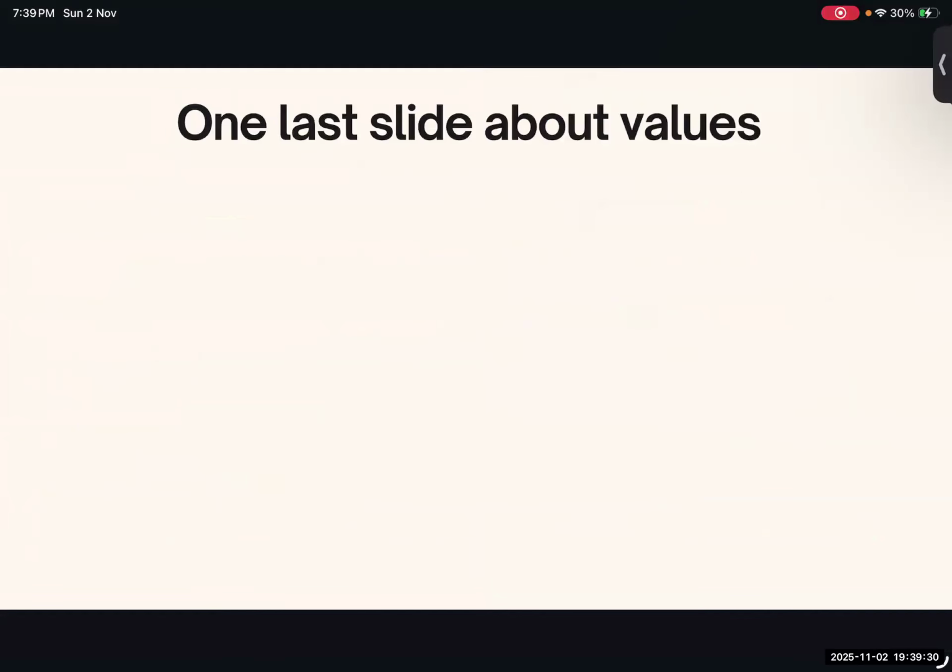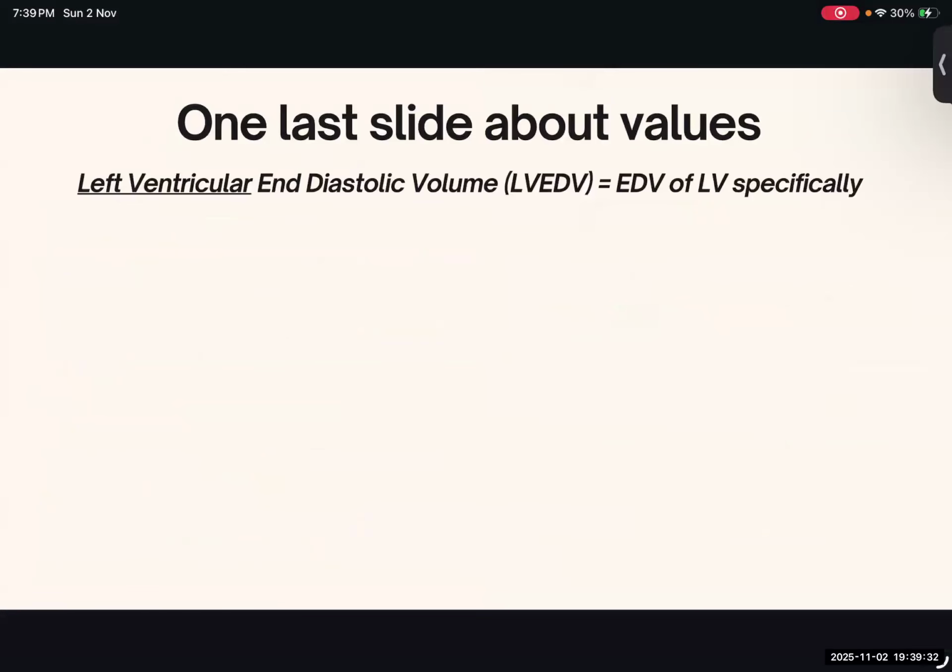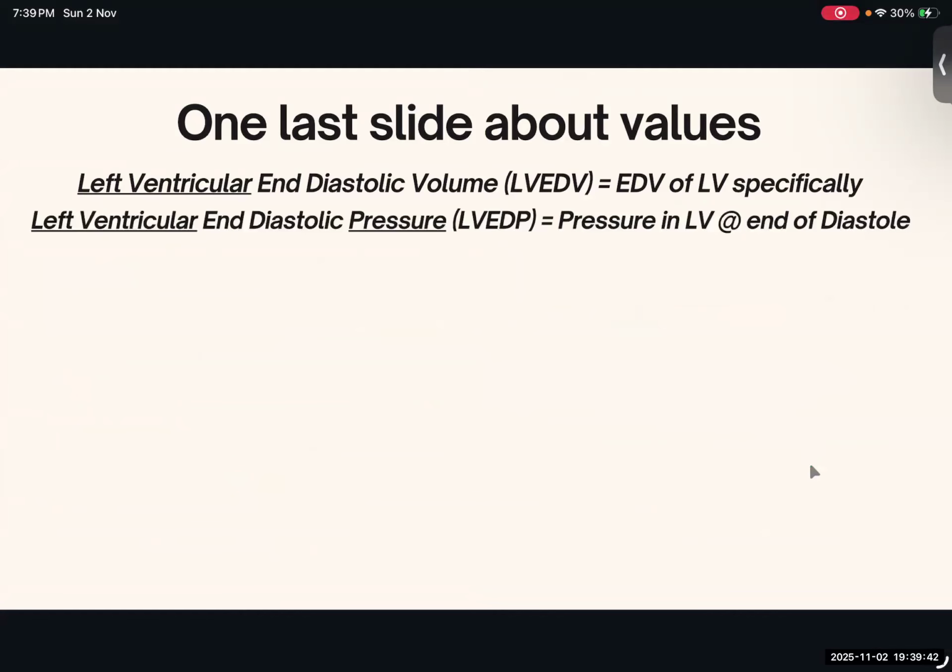So one last slide about values. The left ventricular end diastolic volume is going to be looking at the EDV of the left ventricle, LV specifically. And in addition to that, the left ventricular end diastolic pressure is the measured pressure in the left ventricle at the end of diastole. Okay?